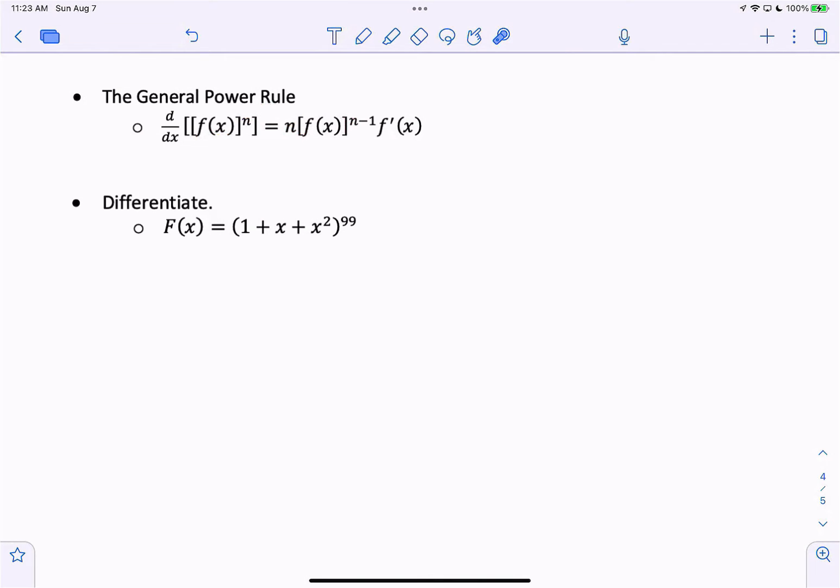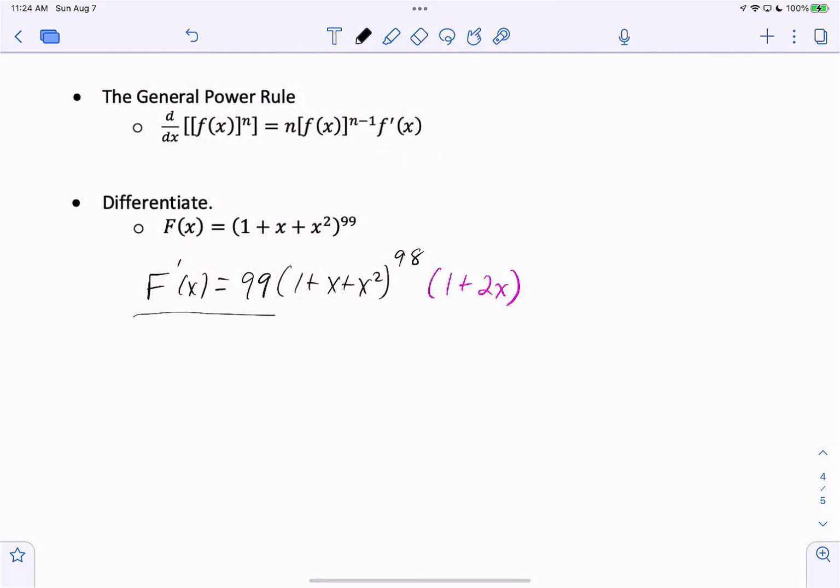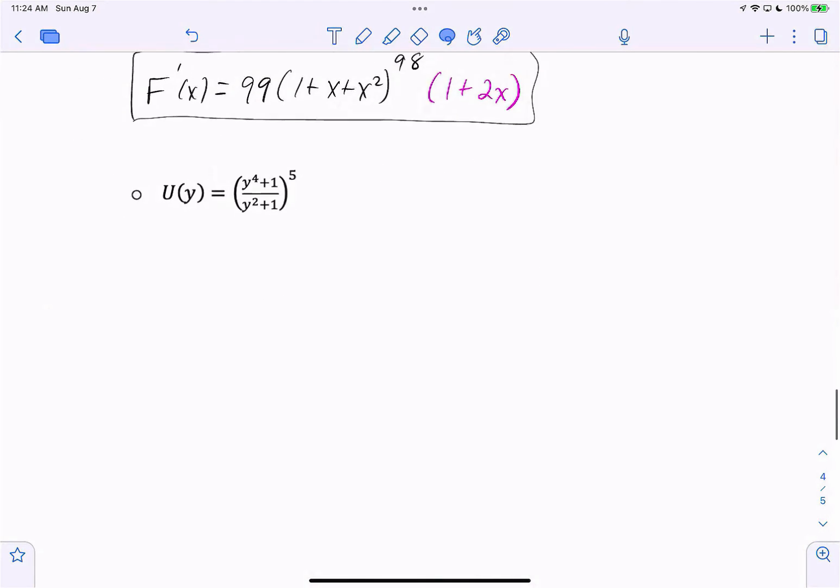It's nothing more than the chain rule applied in particular to a power function. We have here, differentiate f of x is equal to the quantity of 1 plus x squared, whole thing to the 99th power. So we've got f prime of x is equal to 99 times the quantity of 1 plus x squared to the 98th power times the derivative of the inside function, which is 1 plus 2x. I know, it's not big and fancy. There's just a name for this, the general power rule. And it's going to apply in the next example.